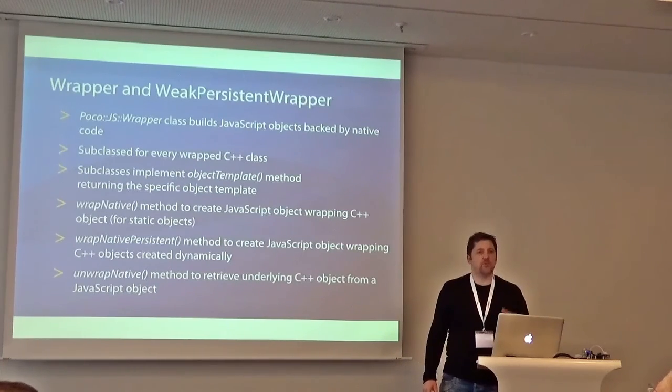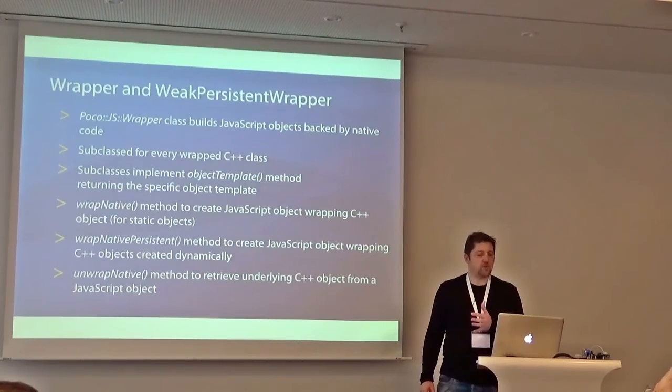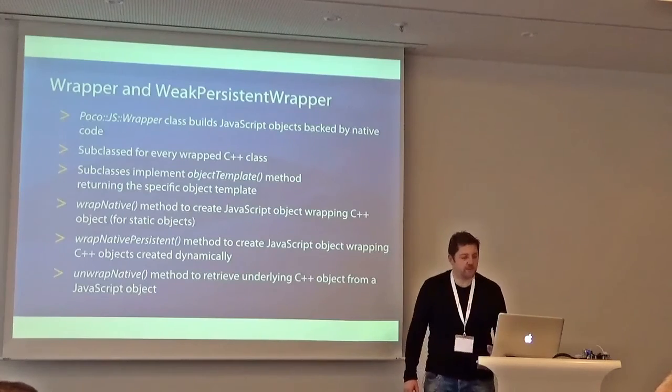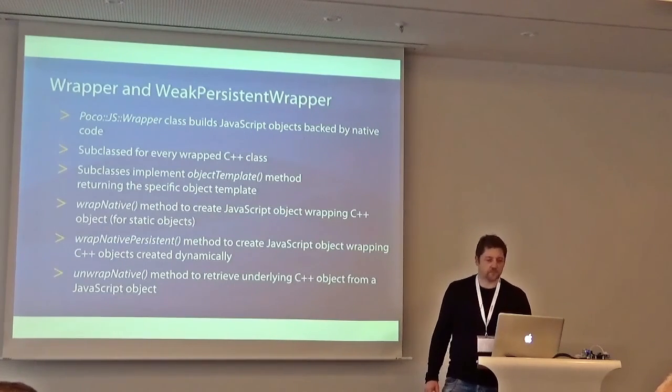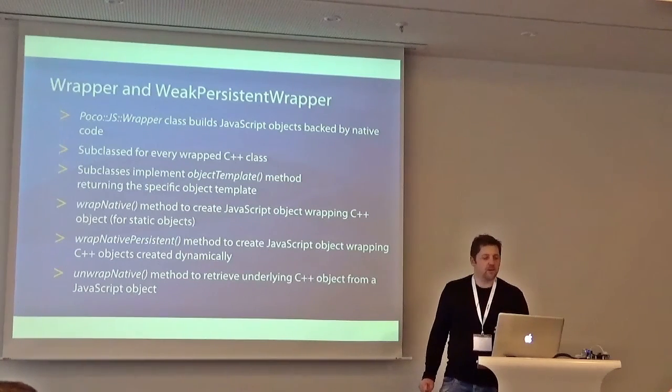Basically, whenever you want to make a C++ class available in JavaScript, you create a subclass of the Wrapper class for your specific C++ class. You have to implement a virtual function that's defined in the Wrapper class called object template. And you also have, of course, to implement wrapper methods for every C++ method that you write.